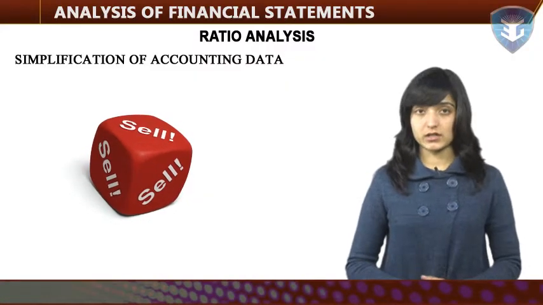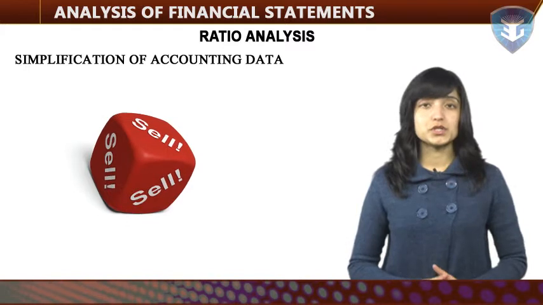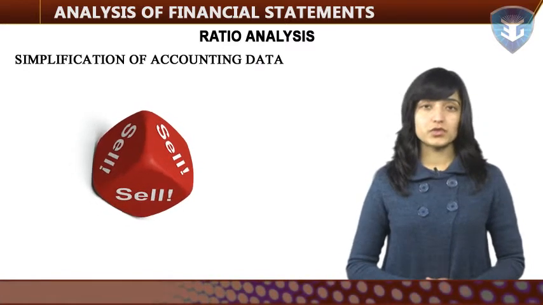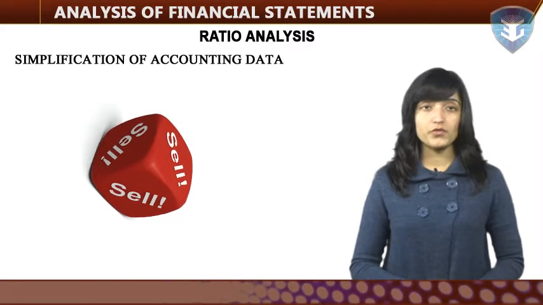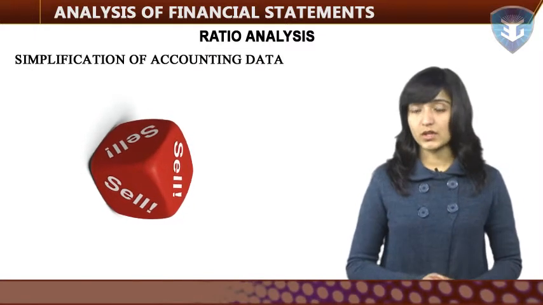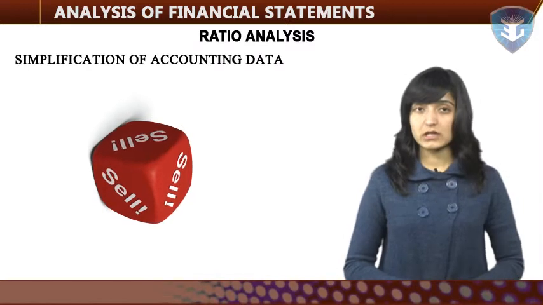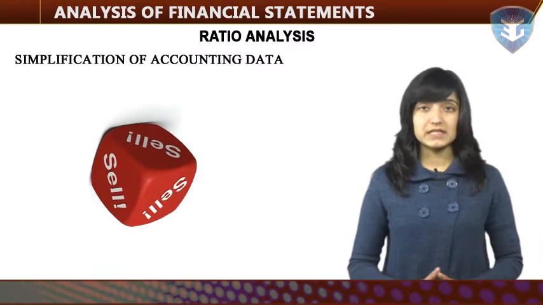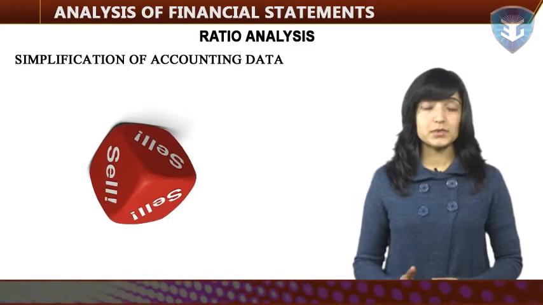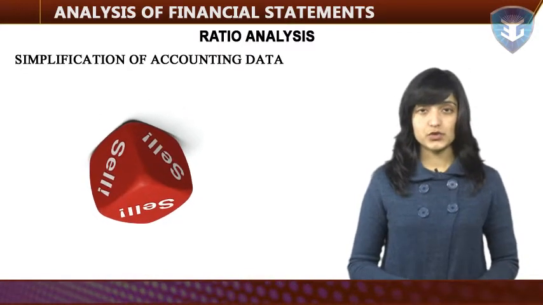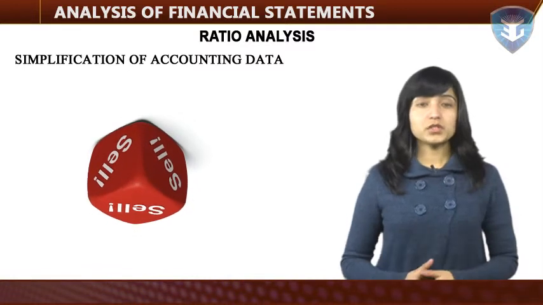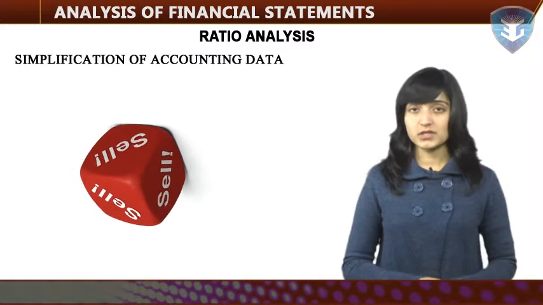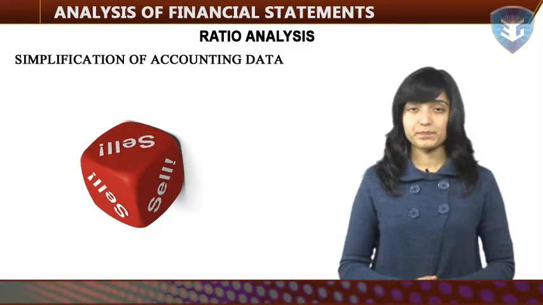Simplification of accounting data. It becomes simple to understand various figures in the financial statements through the use of different ratios. For example, a profit of $20,000 may not sound very impressive, but it is earned with the help of a capital of $20,000. It becomes easy to say that the profit is reasonably good by stating that it is 100% of the capital. Accounting ratios simplify, summarize, and systemize the accounting figures presented in financial statements.